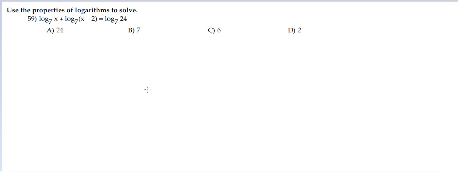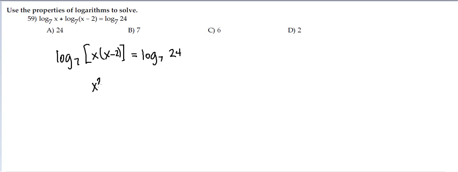Alright, so with this question we need to use the properties of logs, which says first off that if we have log 7 x plus log 7 x plus 2, we can rewrite that as log 7 of x times x minus 2. Right, we can take the product of those two things, and that's equal to log 7 of 24. And then remember the other rule was that if I have log 7 of some stuff equals log 7 of some stuff, then I can just put the stuff equal.